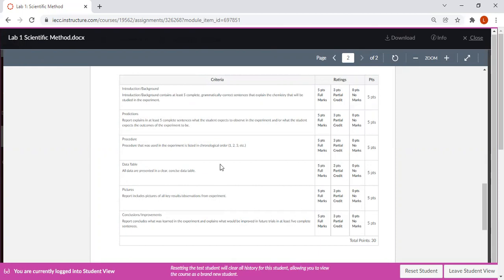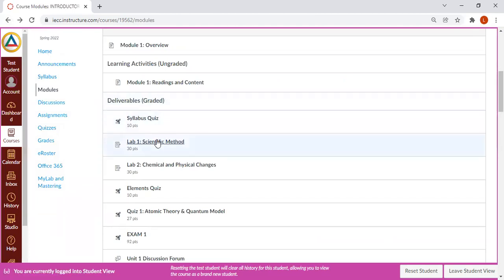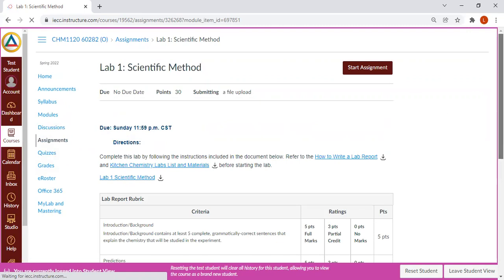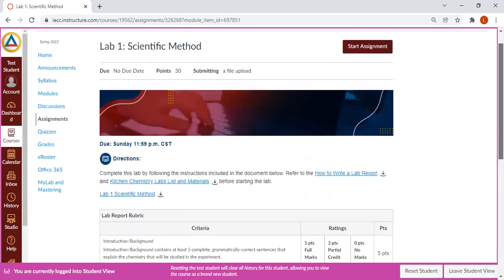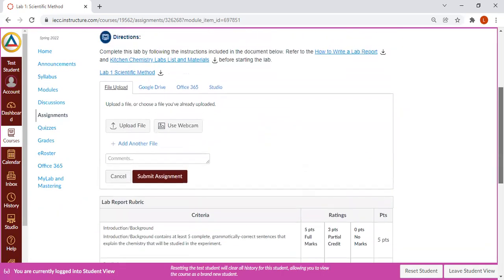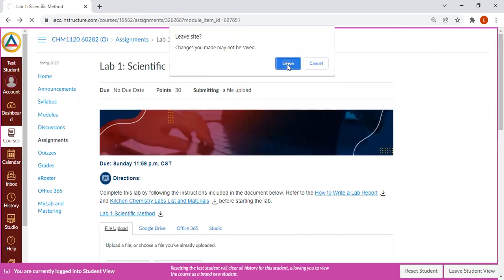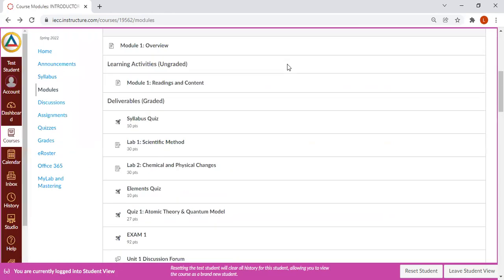And it's always going to be graded using this rubric. So it's very easy to predict what your grade's going to be, because I'm always going to be using the exact same rubric. So you just download your instructions, you do the procedure, you write your report, and then, oh, there it is. When you're ready to upload it, hold on. I meant to do that.